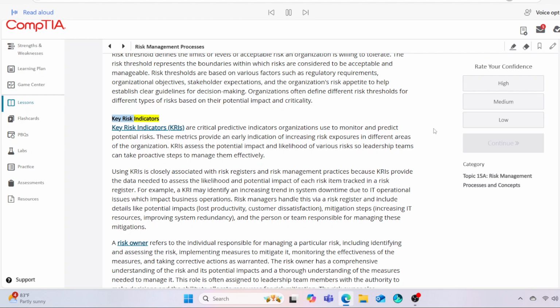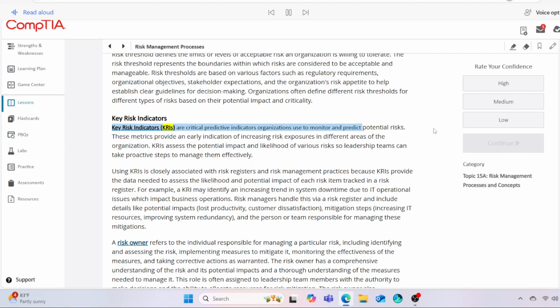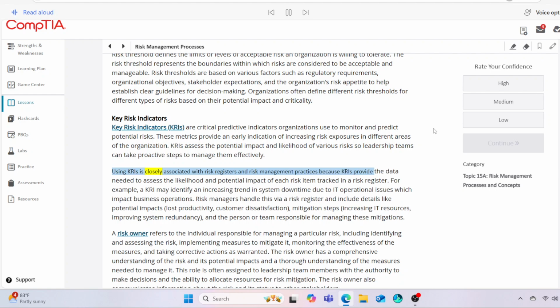Key risk indicators. Key risk indicators, KRIs, are critical predictive indicators organizations use to monitor and predict potential risks. These metrics provide an early indication of increasing risk exposures in different areas of the organization. KRIs assess the potential impact and likelihood of various risks so leadership teams can take proactive steps to manage them effectively. Using KRIs is closely associated with risk registers and risk management practices because KRIs provide the data needed to assess the likelihood and potential impact of each risk item tracked in a risk register.